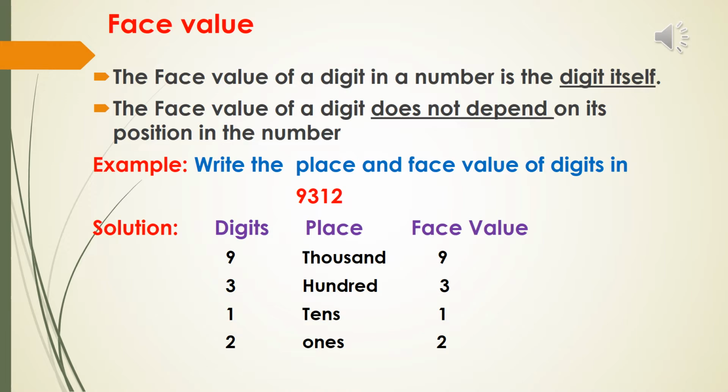The original value of a digit is called its face value. The face value of a digit is the digit itself. It does not depend upon the position of the digit in the number. For example, in the given number 9312, the face value of 9 is 9, 3 is 3, 1 is 1 and 2 is 2, irrespective of the places occupied by these digits.